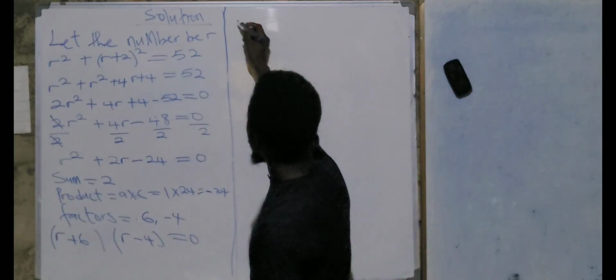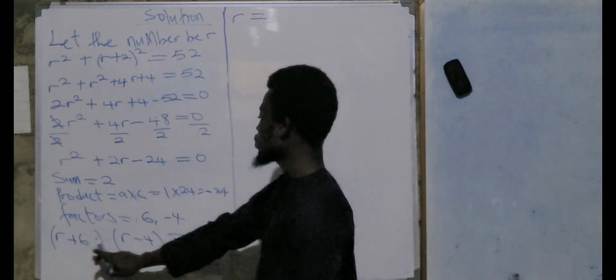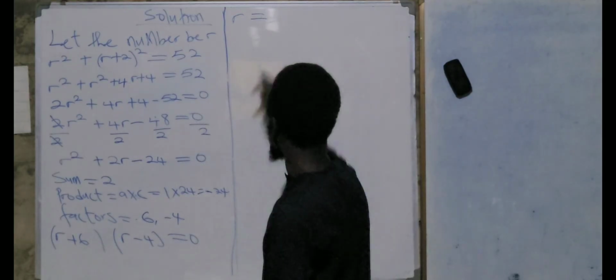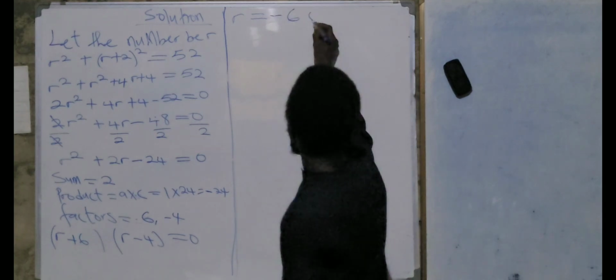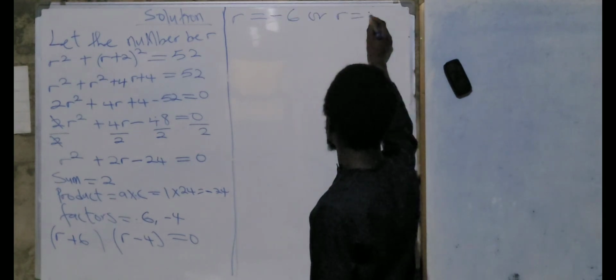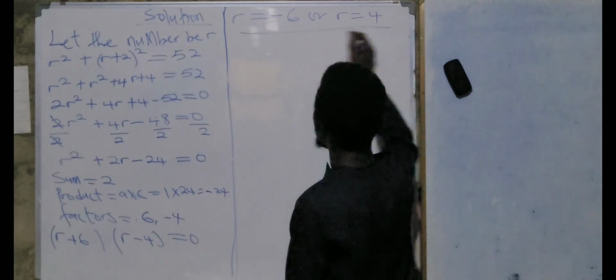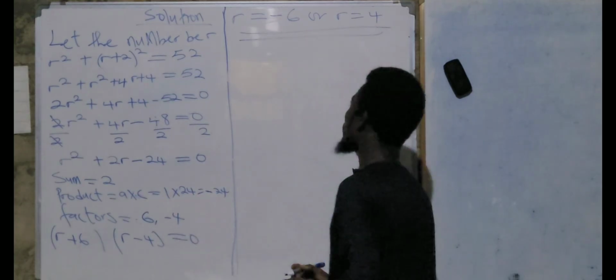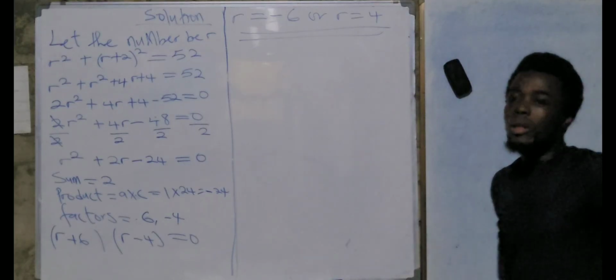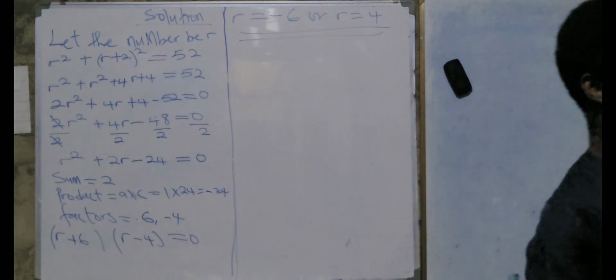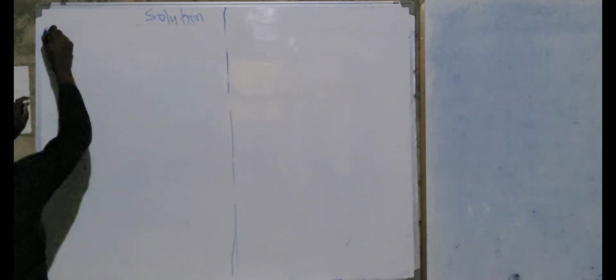Now so therefore R here is now equal to negative 6, minus 6. Or R equals 4, positive 4. So therefore, the 2 numbers here are minus 6 and positive 4. That's all for the solution.